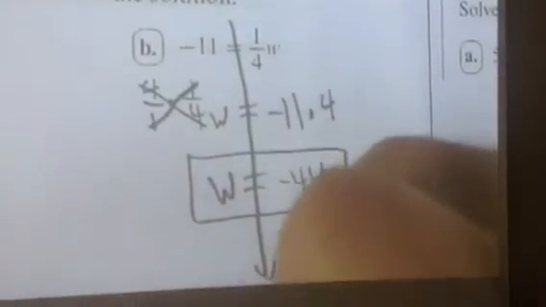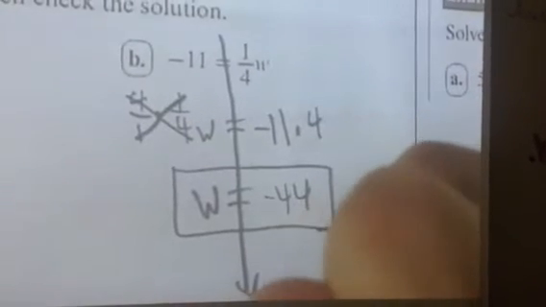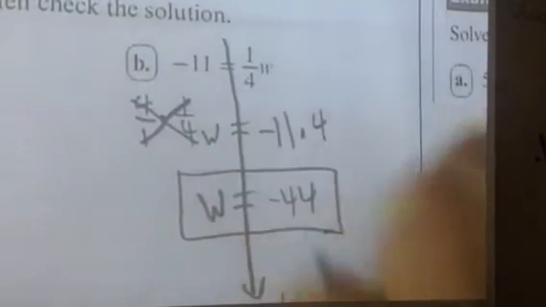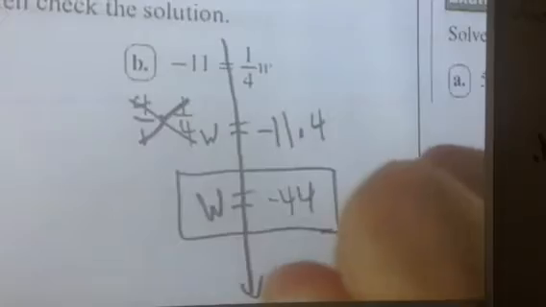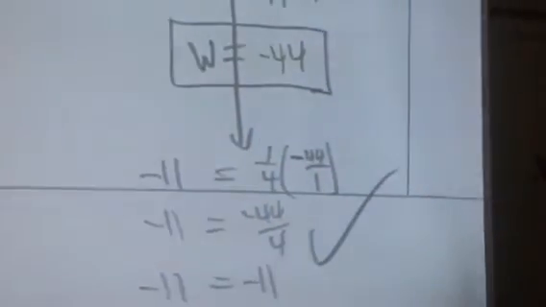It says to check, make sure this is true. I've got that negative 11 equals 1/4 times w. W is negative 44. I can plug this back in as negative 44 over 1. Is it true that negative 11 equals 1/4 times negative 44? Yeah, I've got negative 44 over 4, which simplifies to negative 11. Negative 11 equals negative 11. That checks out. I just plugged that negative 44 back into my original equation to make sure that it was correct.